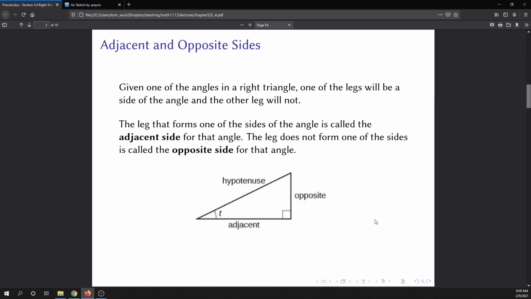But it's easy to figure these things out, and this is how we're going to talk about the trigonometric ratios. We're going to talk about those in terms of hypotenuse, opposite, and adjacent. Just remember, the hypotenuse is always the side opposite the right angle. For one of the acute angles, the leg that's touching it is the adjacent. The leg that's not touching the angle is the opposite side for that angle, and it's reversed for the other angle.